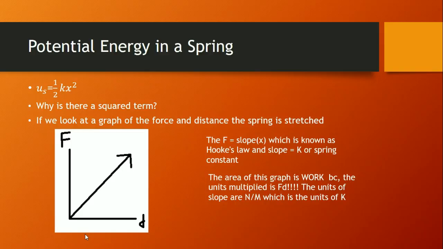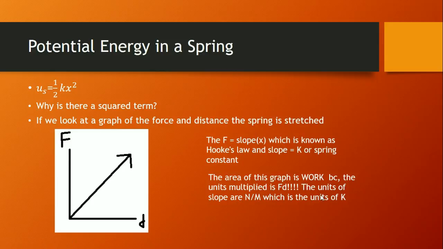The area of the graph is work, because if we multiply the units, force times distance, we get work, because work equals force times distance. And the units of slope, by the way, are newtons per meter, because force is measured in newtons, distance is measured in meters, so newtons over meters equals the units of the spring constant, k. So that is also important.